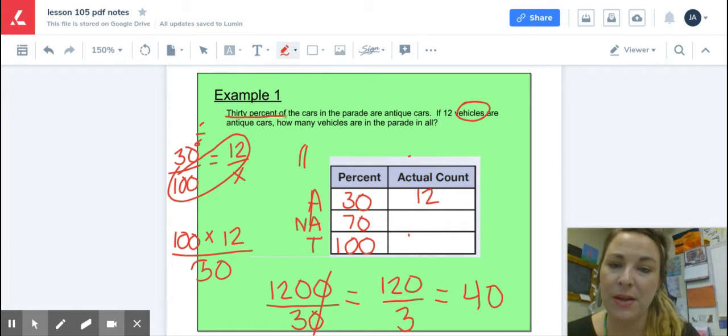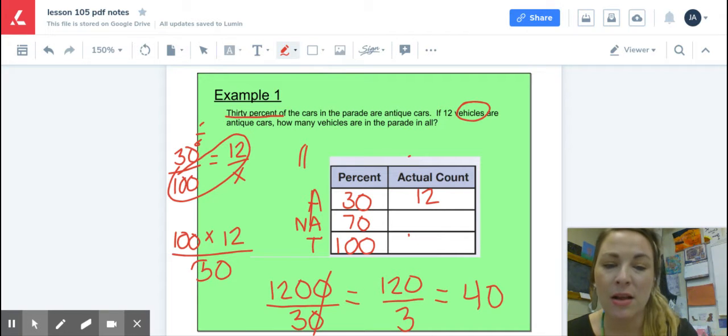The final question up here is, how many vehicles are in the parade in all? So, how many vehicles are in the parade in all? So right here, this is where we're filling in. 40, our label is vehicles.